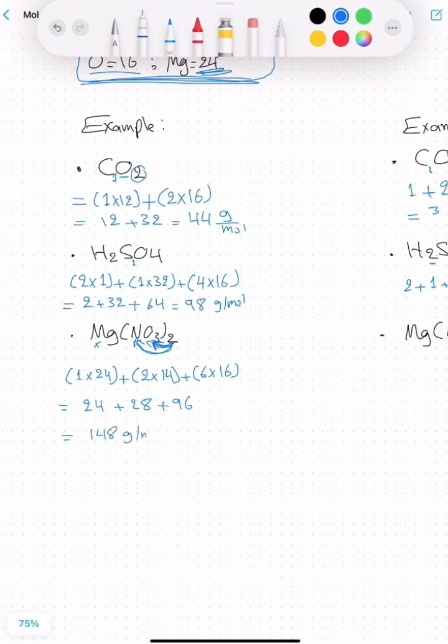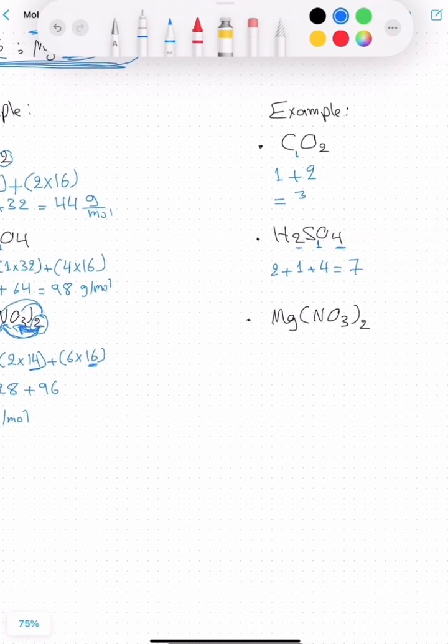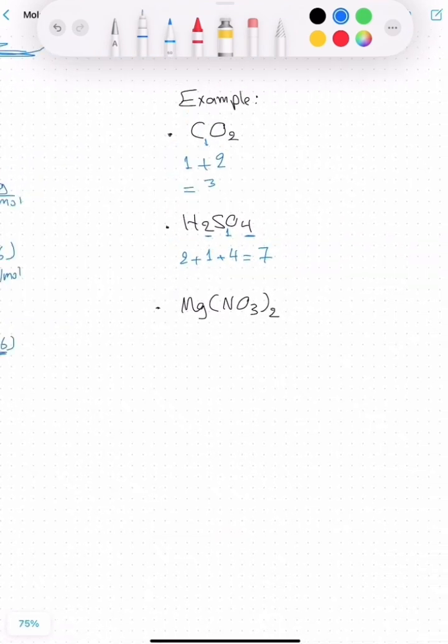148 gram per mole. So look, you just have to be careful with the bracket. This number belongs to both of them. Multiply them, then you know how many atoms we have. You just multiply it by the atomic mass of each one of them. For atomicity here, again, this number only belongs to these 2. So this one, it's only 1 magnesium, plus, how many nitrogens? 2 times 1, 2. How many oxygens? 2 times 3, 6. So the answer is 9. Atomicity is equal to 9.